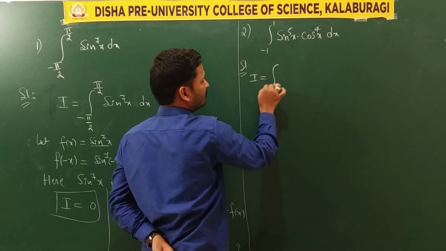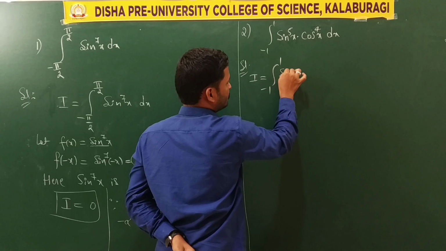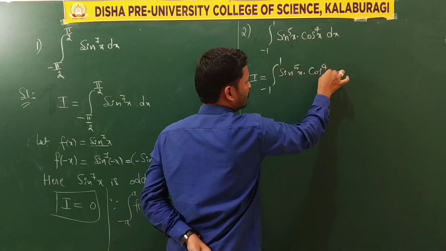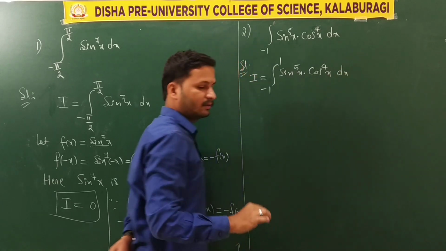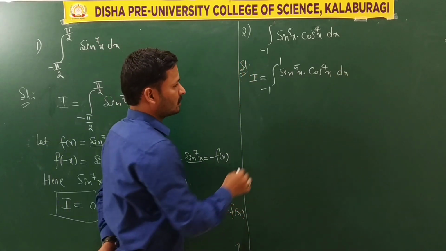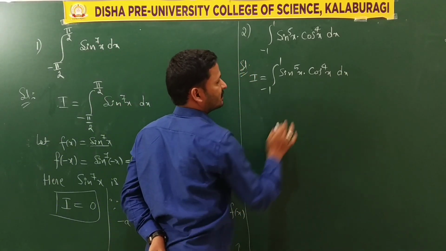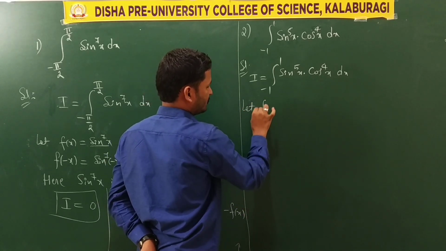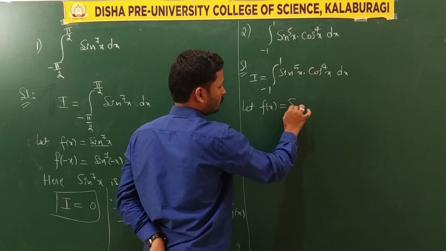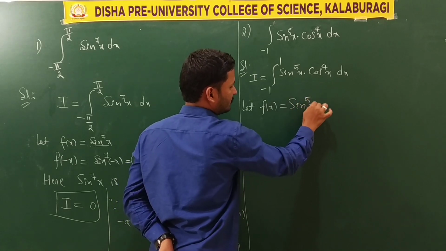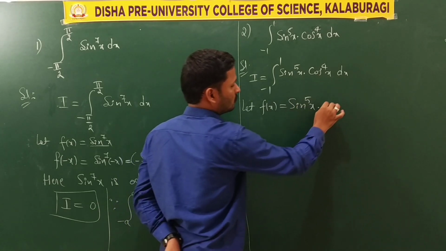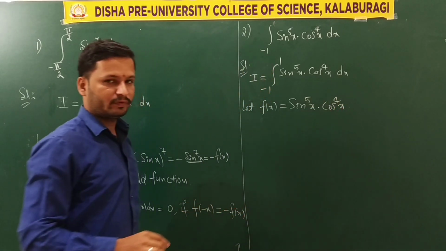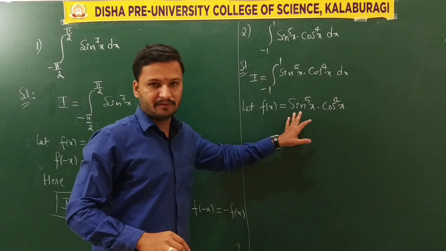Integral I from minus 1 to 1 sin raised to 5x into cos raised to 4x dx. Now take this sin raised to 5x into cos raised to 4x as f of x. Let f of x be equal to the given function, that is sin raised to 5x into cos raised to 4x. Now we need to check whether this function is even or odd.